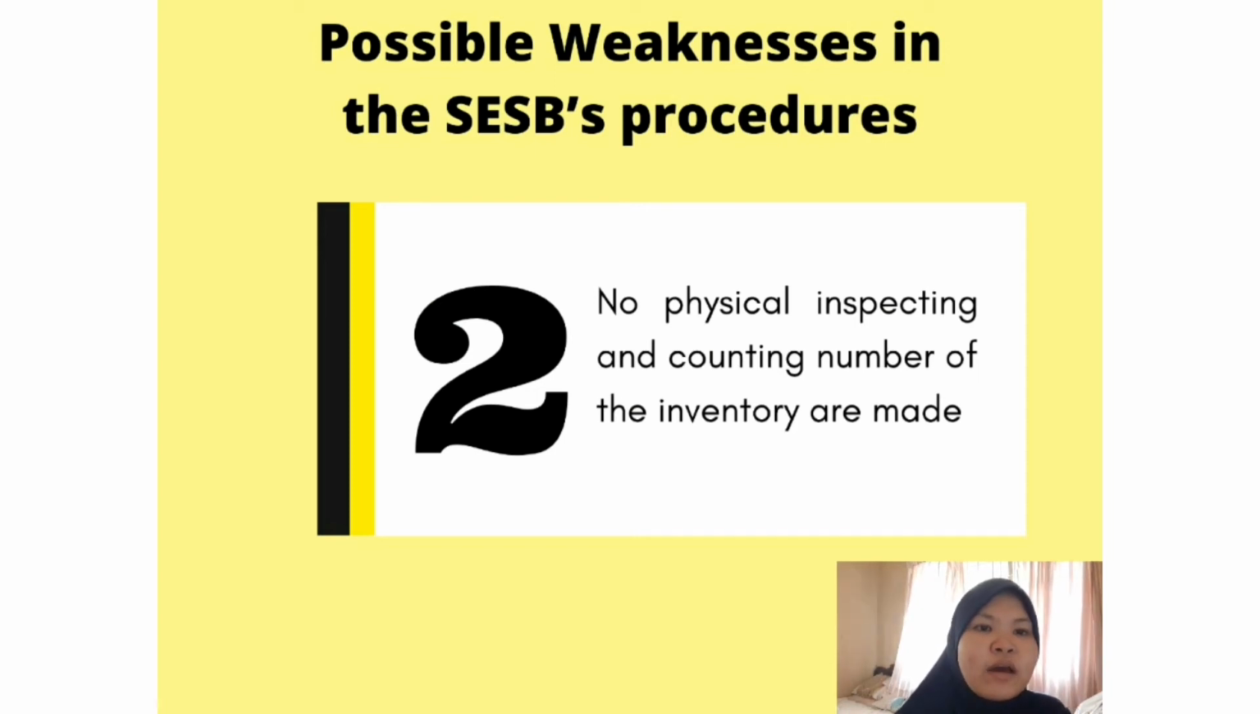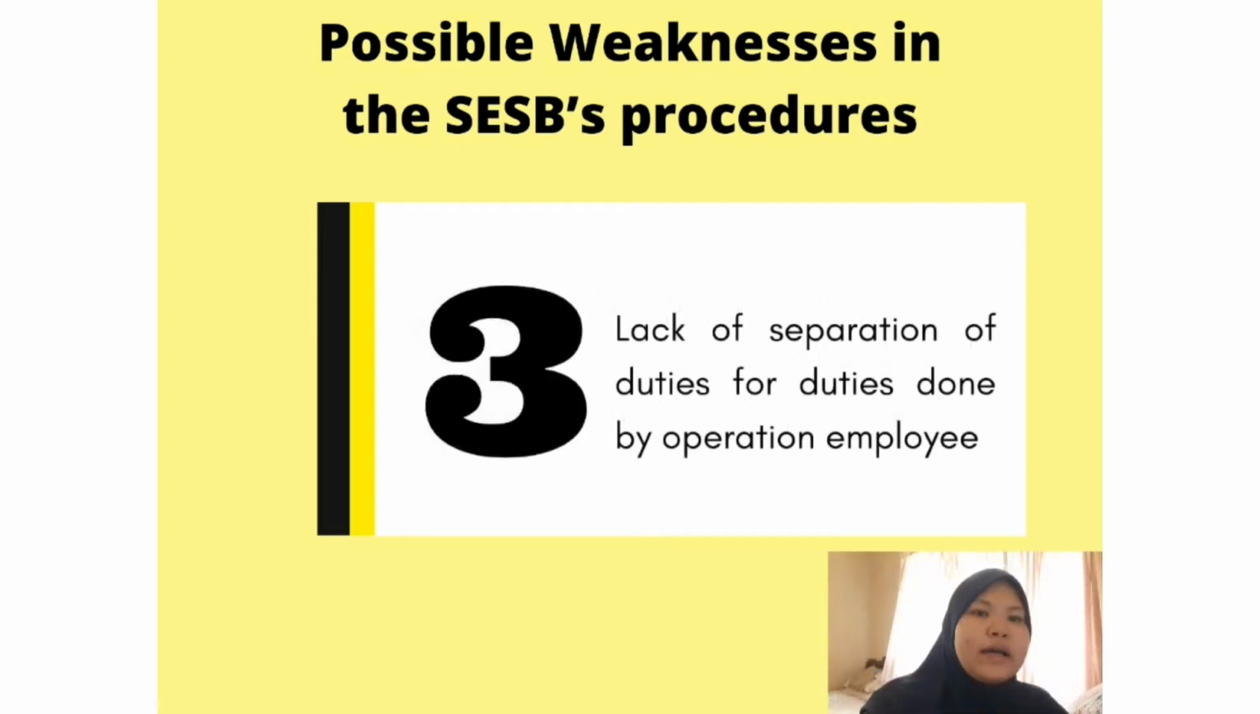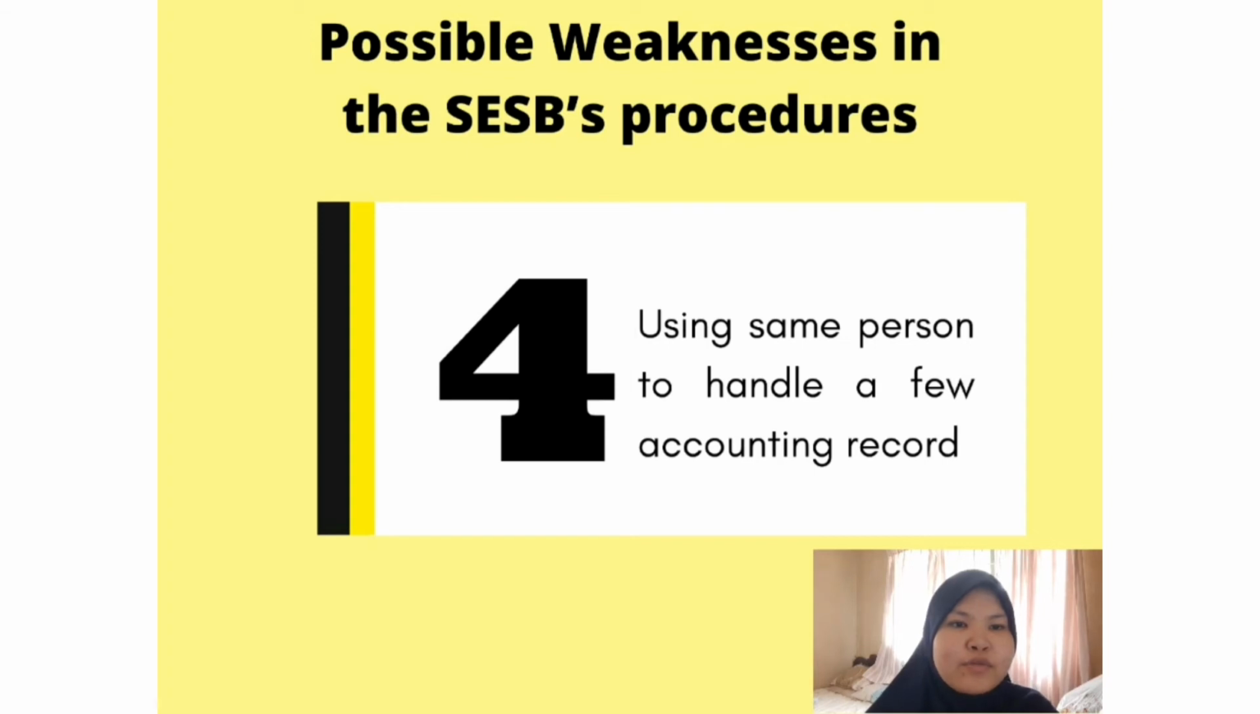The operation employees simply verify the order as per the delivery note and do not do the physical counting itself. The next weakness is the lack of separation of duty. We spotted that operation employees receive and check the inventory, and they are also the ones who verify the order by signing the purchase order form and also specifying the receipt date in the purchase order copy.